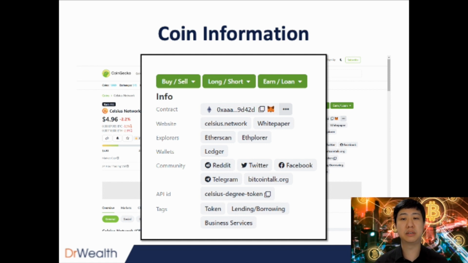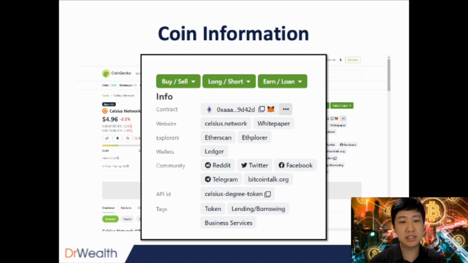So when we talk about the market cap and trading volume, the next we're going to look at is the coin information. Coin information is important because this is where CoinGecko actually recognizes the different avenues of information, or legit sources of information, that CoinGecko approves.